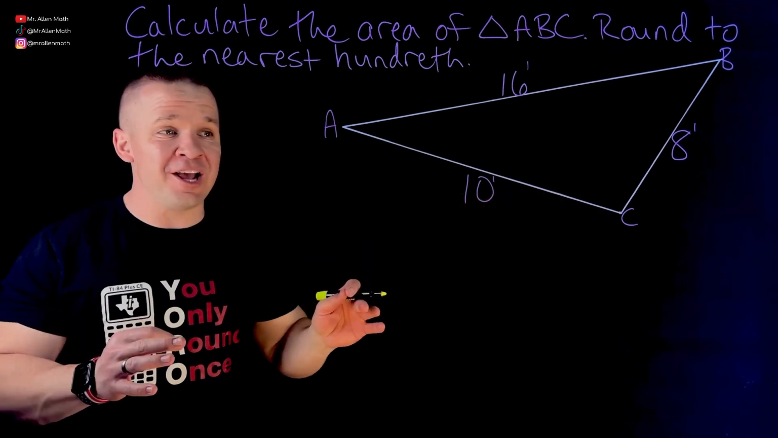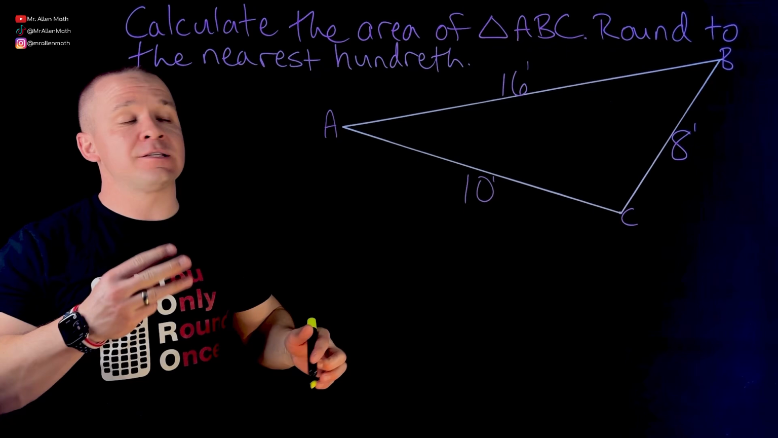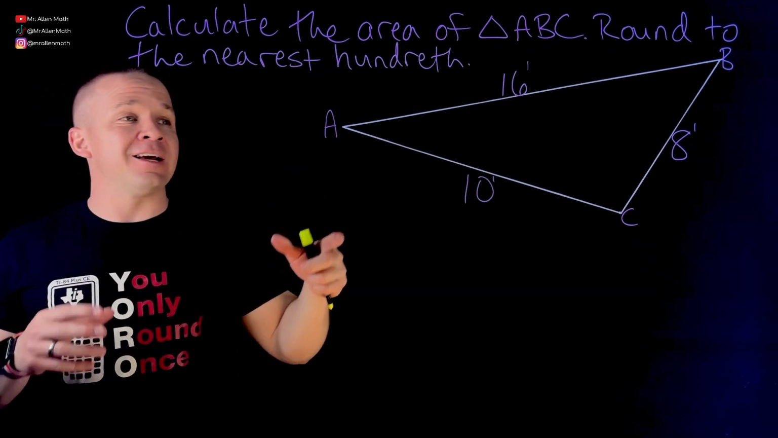Today we're going to calculate the area of a triangle, but not any old triangle. We have no right angles, nor do I have an altitude drawn anywhere. I just have three known sides. But this little known formula has got your back in a situation like this.